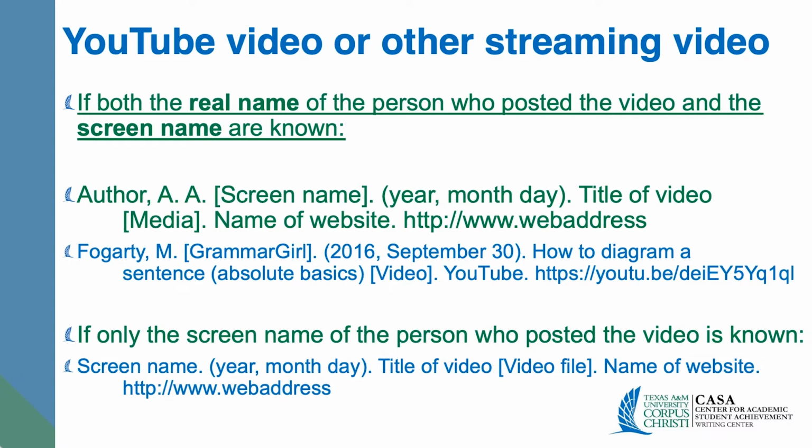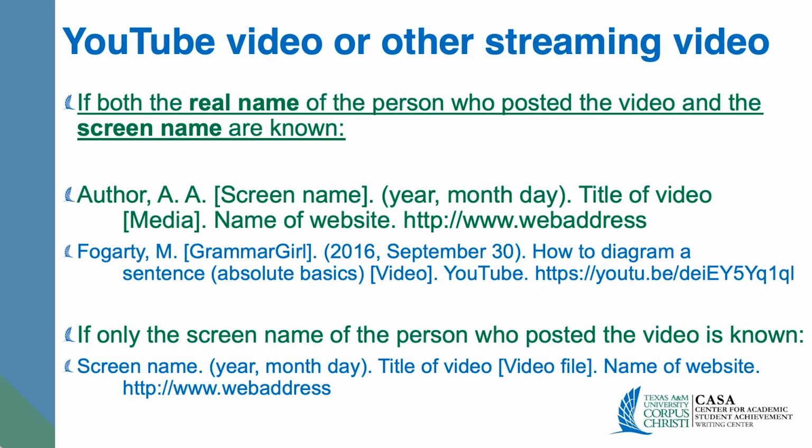The reason for that is websites change, videos change. So let's say that, down the road, this how to diagram a sentence, absolute basics, changes to another video for some reason. Your reader visits it and sees a video on, I don't know, kittens, as opposed to sentence diagramming. If they see that you accessed it on September 30th, 2016, then they'll be like, okay, reasonably, this website has changed. Once again, title of the video, how to diagram a sentence. You'll do it in sentence casing, as always.